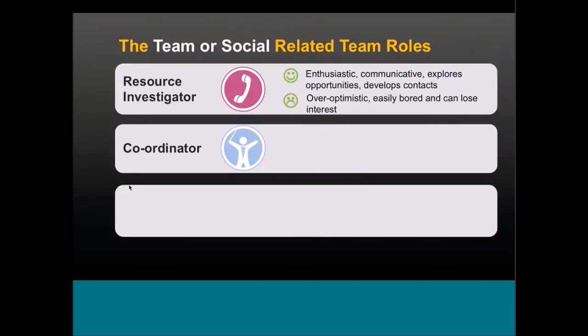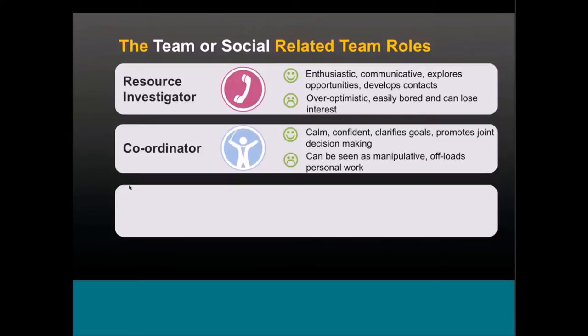Another team role, part of the team or social roles, is the coordinator. The word coordinator here means somebody who encourages participation from people. He's not simply putting things together. He makes the whole thing happen. Calm, confident, clarifies goals, promotes joint decision making. Can be seen a little bit at times as manipulative. Sometimes you wonder what the coordinator is actually doing.